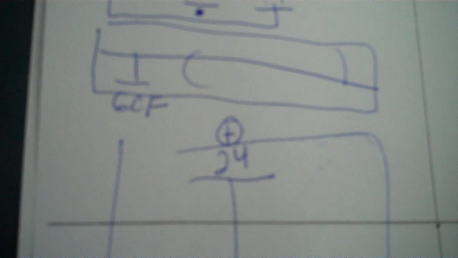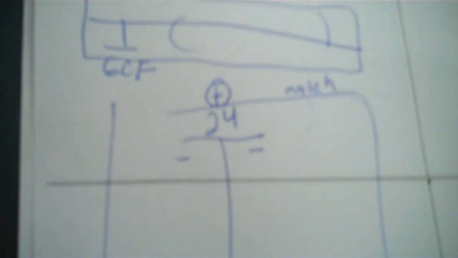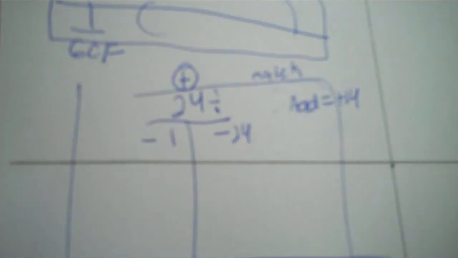Okay, so 1 times 24 is 24, and that is positive 24. That means it's going to be a match, and we have to find 2 factors of positive 24 that add to positive 14. So 24 divided by 1 is 24. Add those, you don't get 14. Now you take 24 and divide it by 2. You got 12, so you put 2 with 12.